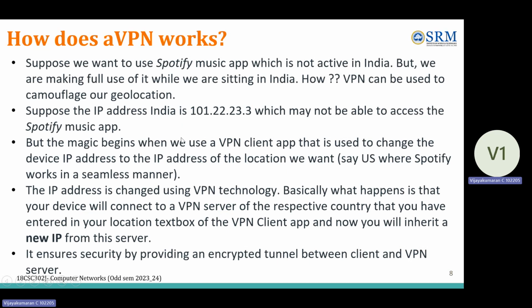For example, suppose you want to use the Spotify music app, which is not active in India, but we are making full use of it while sitting in India. How is it possible? The only solution is VPN. VPN helps camouflage our geolocation between these two entities.